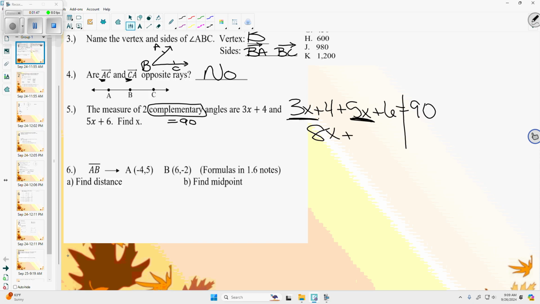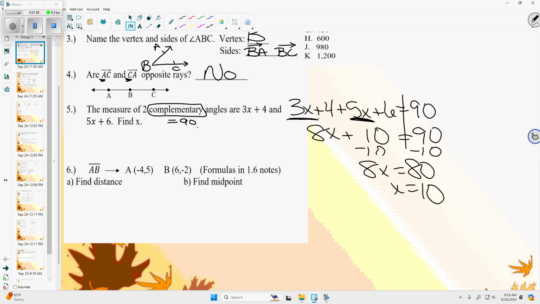8x plus 10 equals 90. Now what do I do? There it is. So 8x is 80. What's x? And that's all it asked me to do. Find x. So then I'm done.